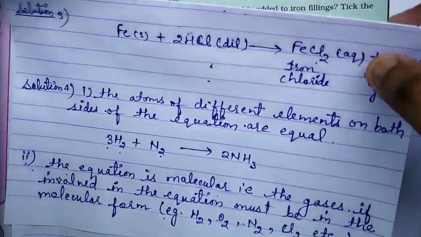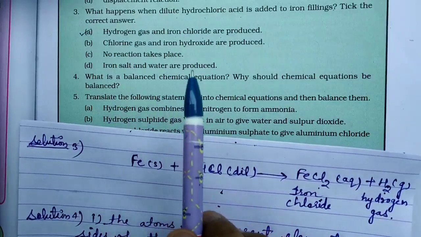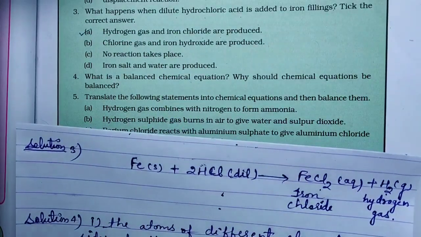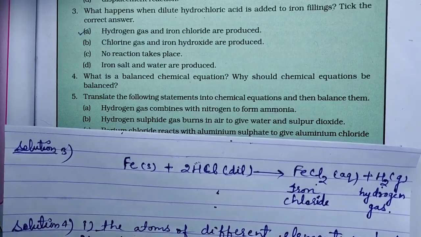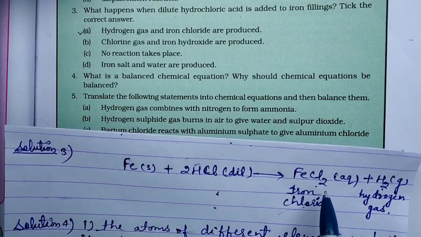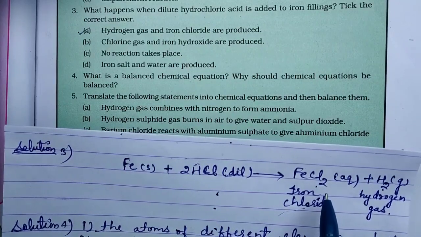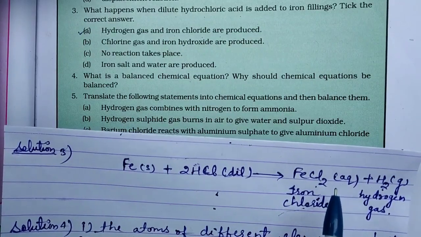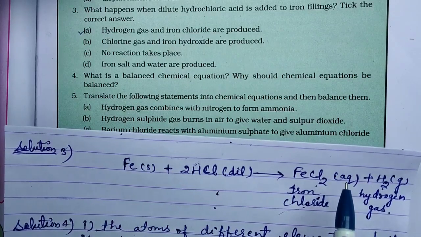Next question is mentioned here: why should a chemical equation be balanced? Necessity to balance chemical equations. The chemical equation has to be balanced to fulfill the requirement of the law of conservation of mass, okay? हम लॉ ऑफ कंजर्वेशन मास को फुलफिल करने के लिए हमें नेसेसिटी होती है किसी भी केमिकल इक्वेशन को बैलेंस करने की, okay?